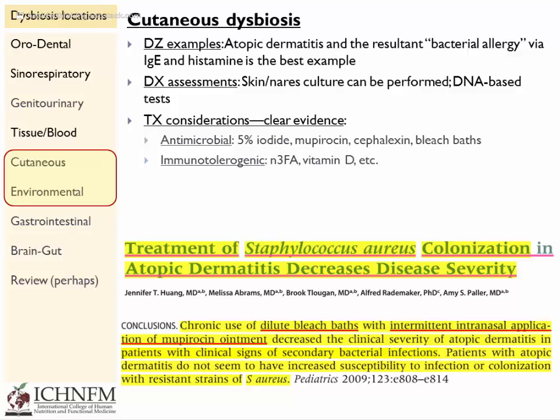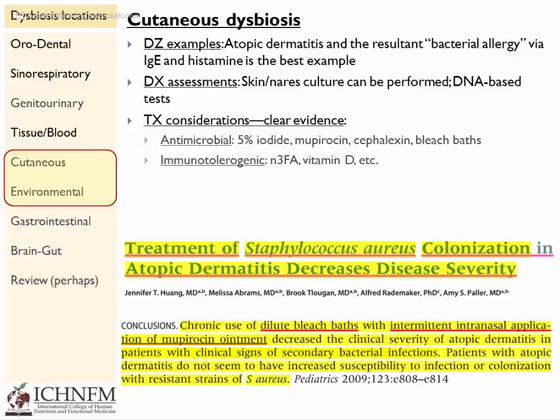Cutaneous dysbiosis, disease examples are atopic dermatitis and the resultant bacterial allergy that I detailed in the book. This bacterial allergy occurs via IgE and histamine, and I think it's a classic example of bacterial allergy, again, that I detailed and kind of built that paradigm within the accompanying clinical monograph that you have. For objective laboratory assessments, we can use cultures of the skin and nares. We can use serologic tests. We can use DNA-based testing for microbes as well.